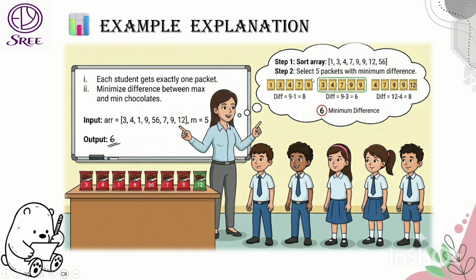For the first group, the difference is 9 minus 1, which is 8, and for the second group, the difference is 9 minus 3, which is 6, and for the third group, the difference is 12 minus 4, which is 8, and the minimum difference among all these is 6. So the output is 6.